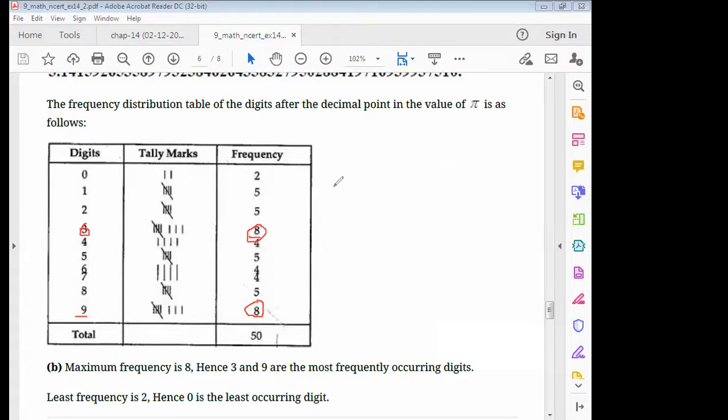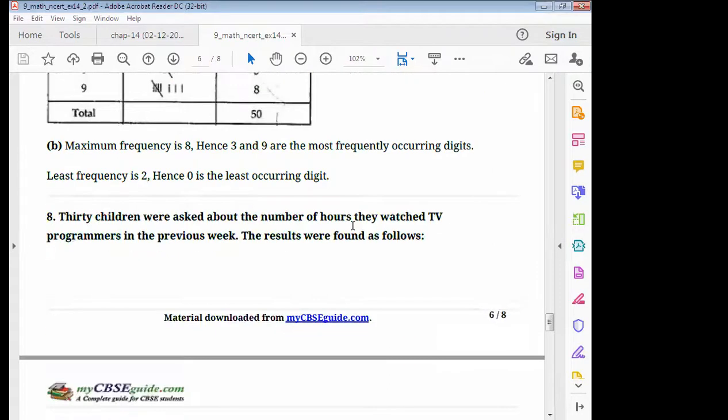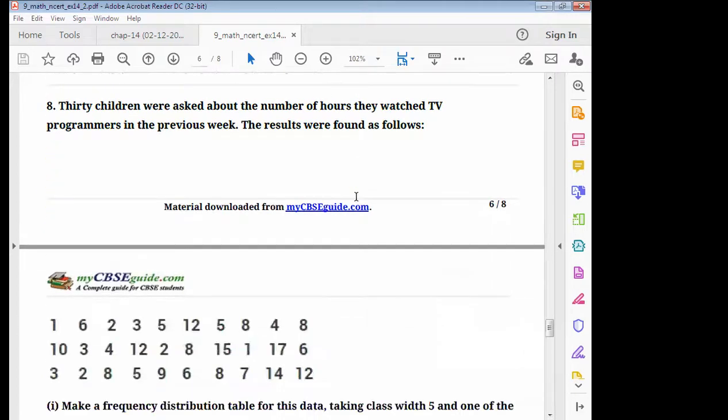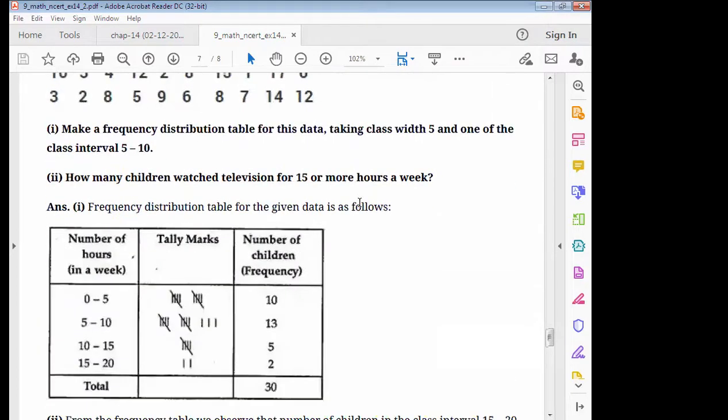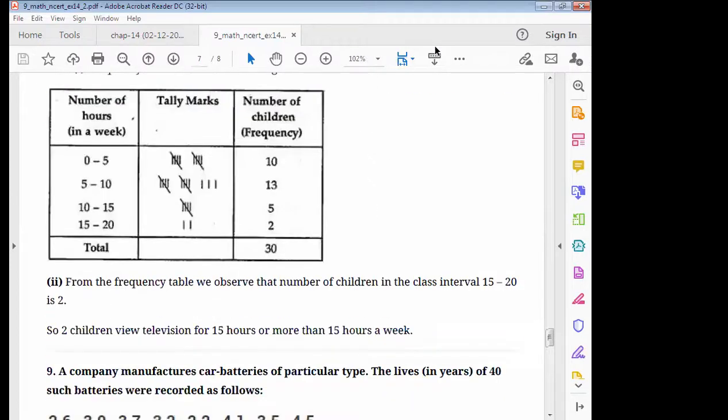Okay. Now you can do question number 8 and 9 as we discussed in the previous questions, students. So this is all about Exercise 14.2. I hope you can easily convert the given data set into frequency tables and group frequency tables as well. So thanks.